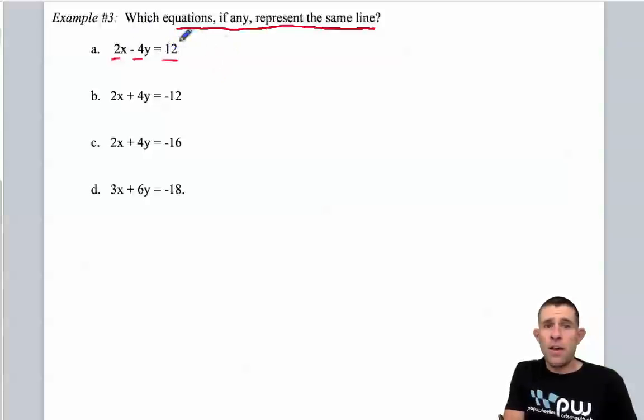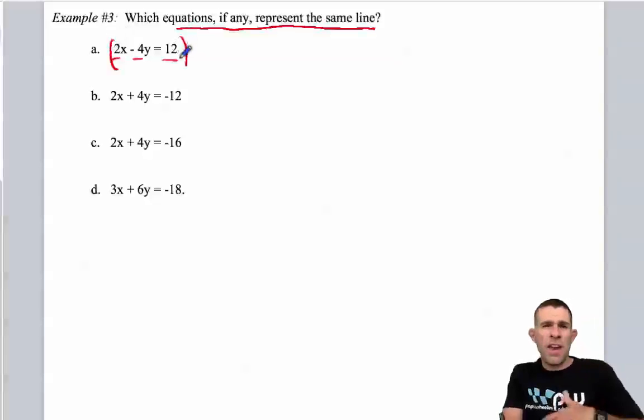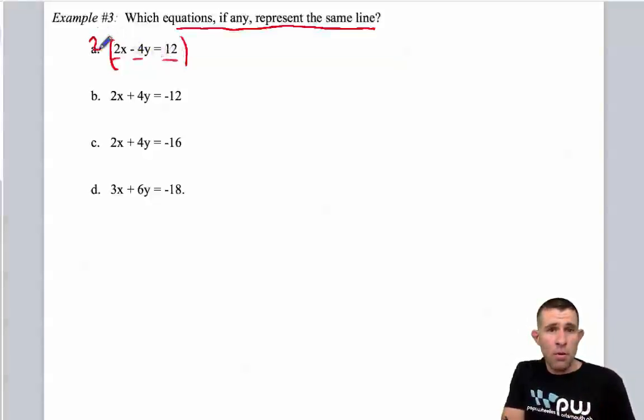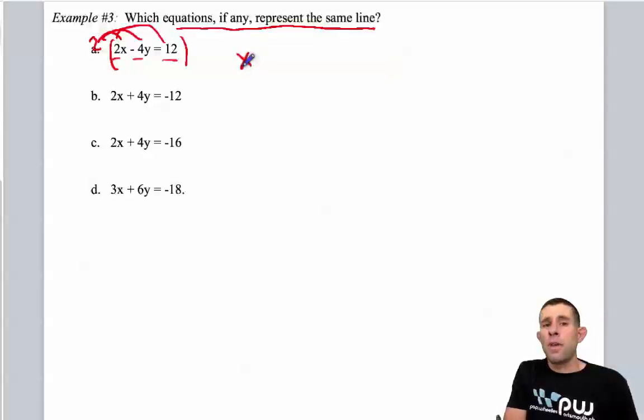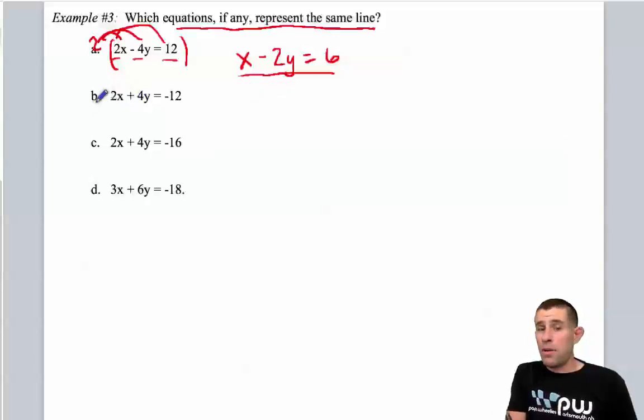If I factor out a 2, now think of factoring as like the reverse of the distributive property. So if I pull a 2 out of each one of these terms, I'm going to be left with x minus 2y equals 6. There's the equation of that line. Now, if I pull a 2 out of the equation for part B, I'm going to be left with x plus 2y equals negative 6.